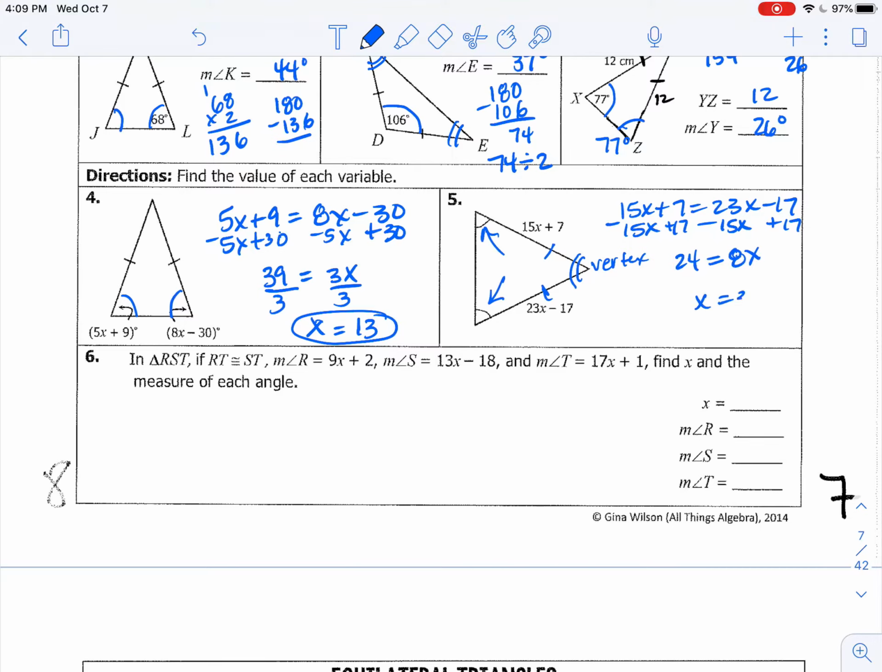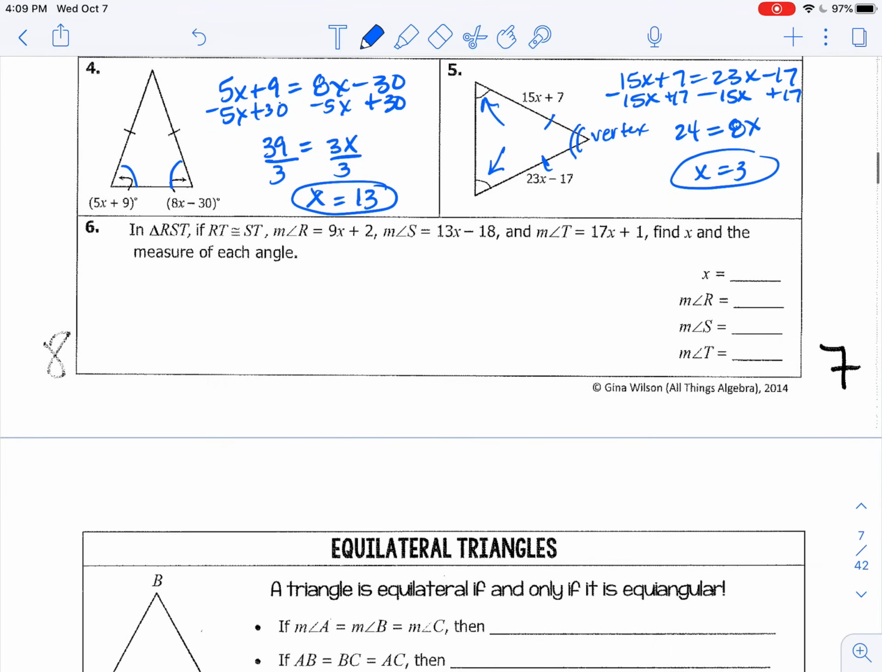17 plus 7 is 24, and I believe that's going to be 8x. Divide both sides by 8, and x is equal to 3.